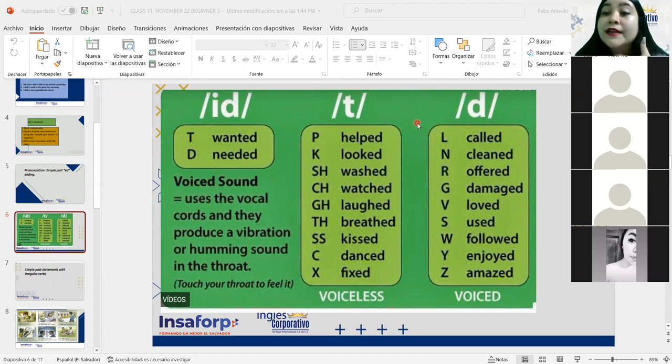Cleaned, offered, damaged, loved, used, followed, enjoyed, amazed.